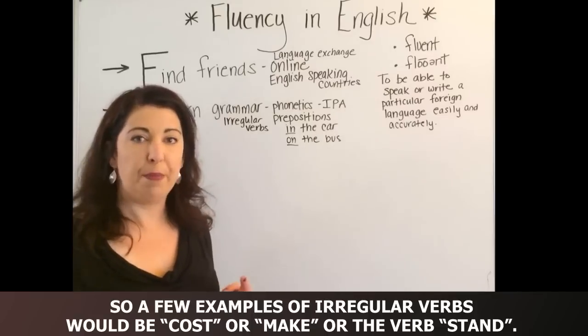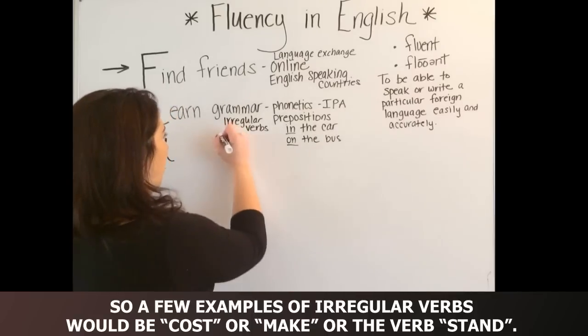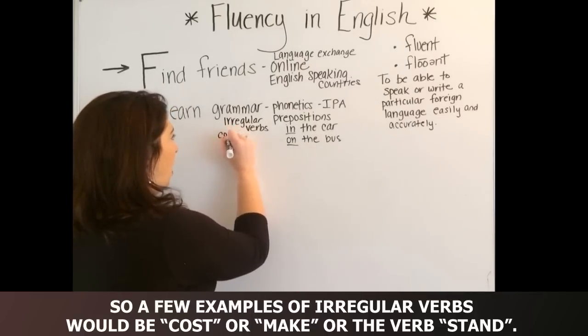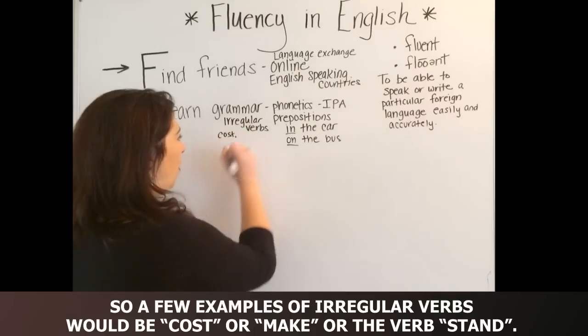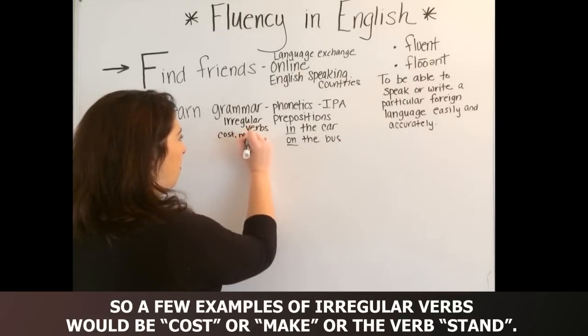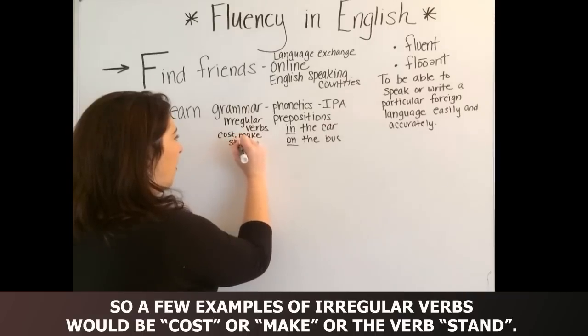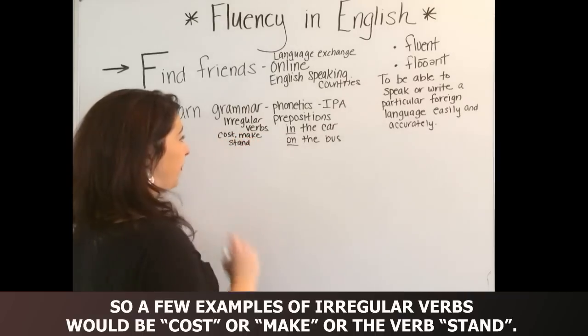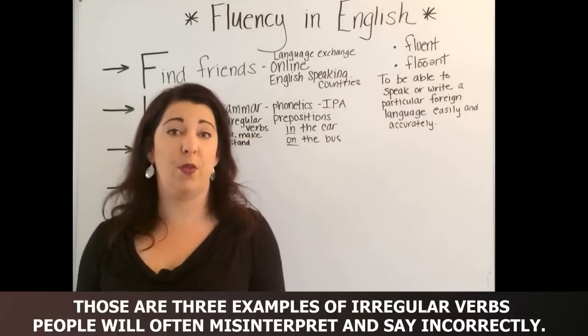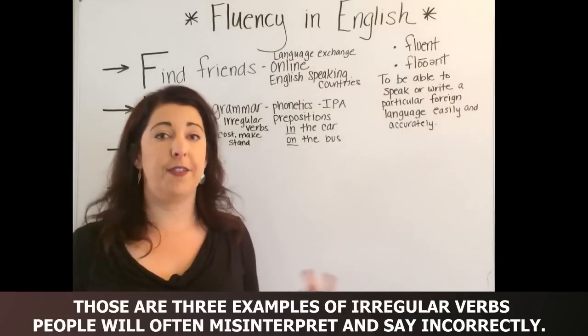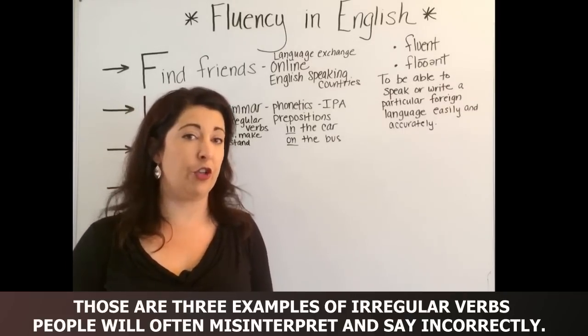So a few examples of irregular verbs would be cost, or make, the verb stand. Those are three examples of irregular verbs that people will often misinterpret and say incorrectly.